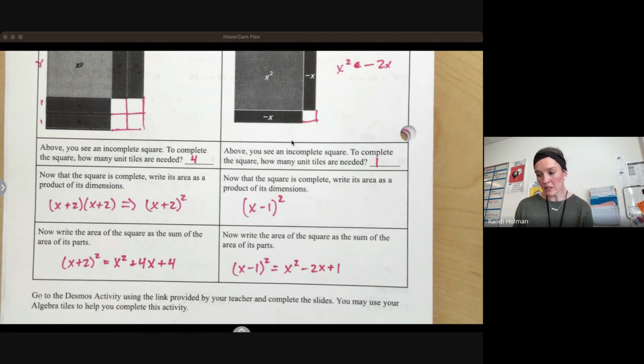Okay, so that's all we're looking at today: how can we make a square from our tiles? What do we need to add in that ones place, those unit tiles, in order to make a nice square? And then looking at writing those things as both their dimensions and the sum of their parts.